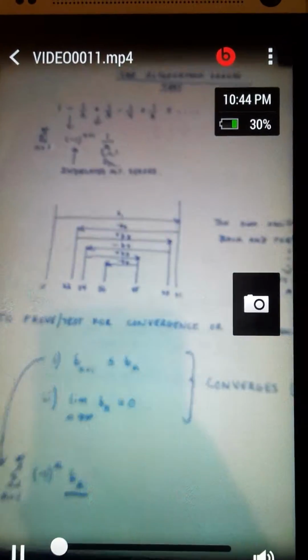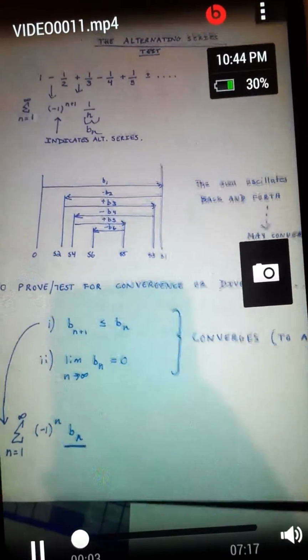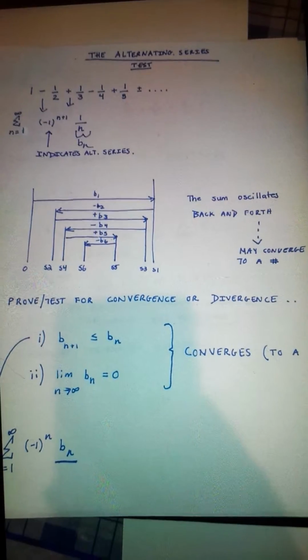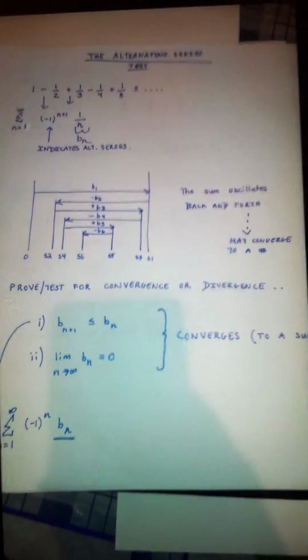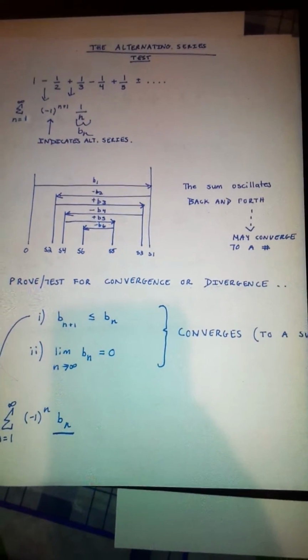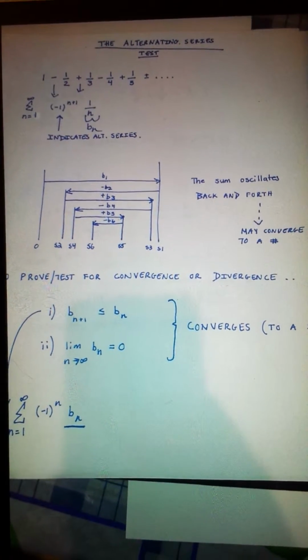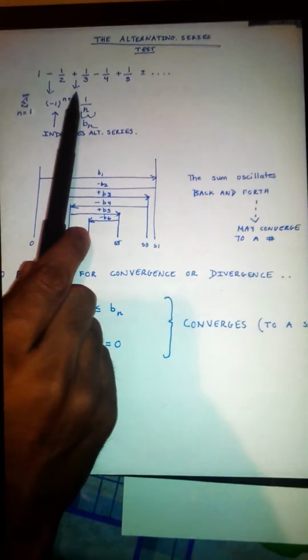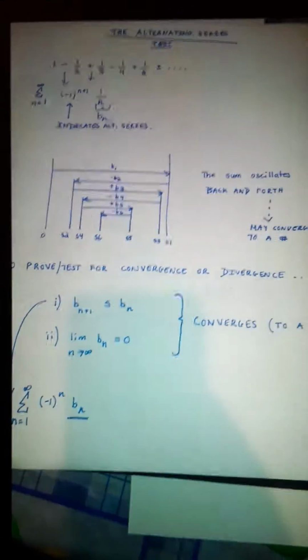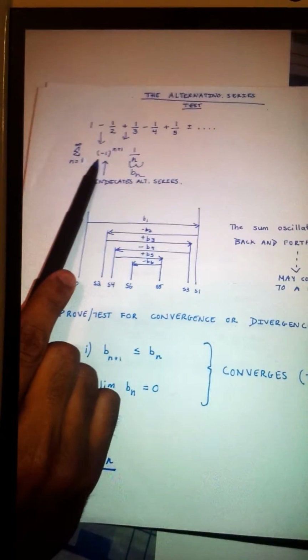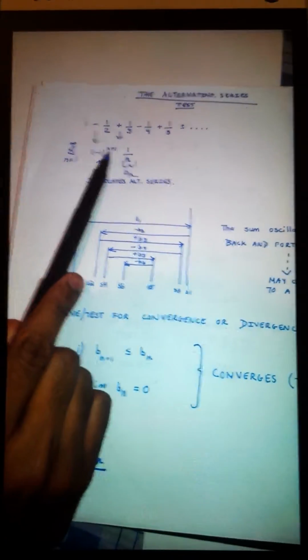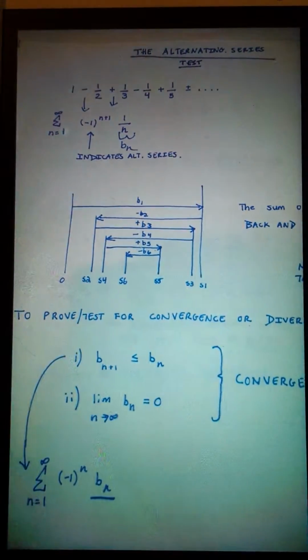about the alternating series test. An easy example of an alternating series test is 1 minus 1/2 plus 1/3 minus 1/4 plus 1/5, etc. We notice that the signs alternate from minus to plus, minus to plus. If we compress this series, we get the formula of the sum of n equals 1 to infinity, negative 1 to the n plus 1 times 1 over n.